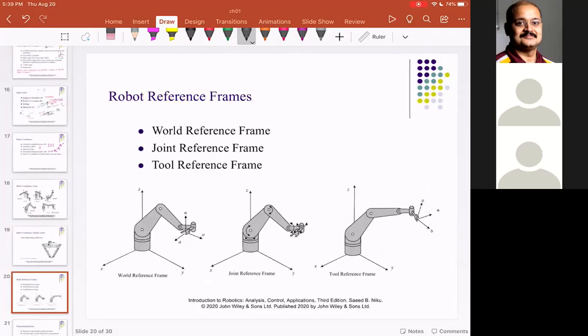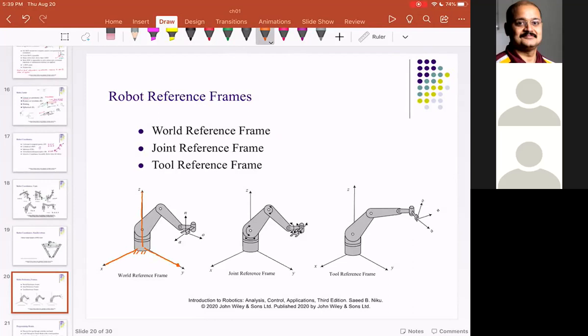The next important point, and we will talk about this in detail, is called the reference frames. So again, we need to understand where the robot is at a given point of time. There is something called the world reference frame or inertial reference frame. This is the baseline frame with which all the positions of the robot or robot joints are derived. So this is the world.